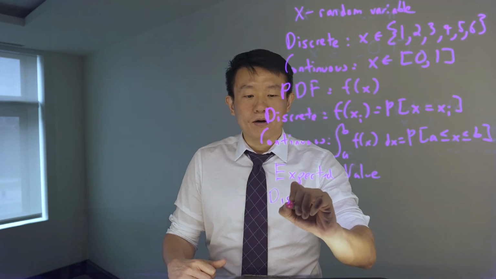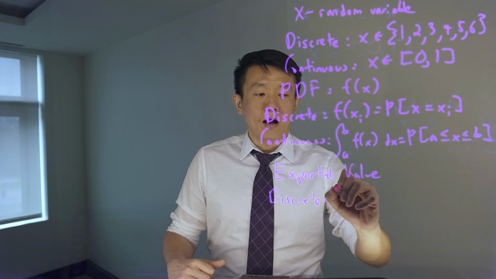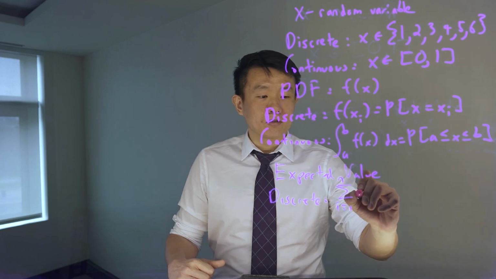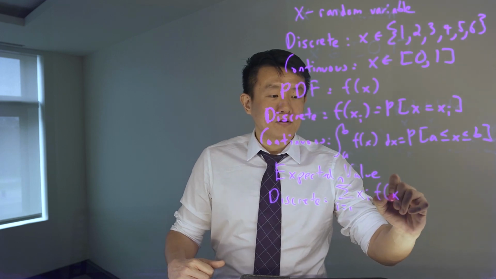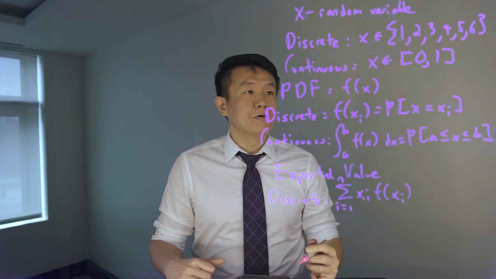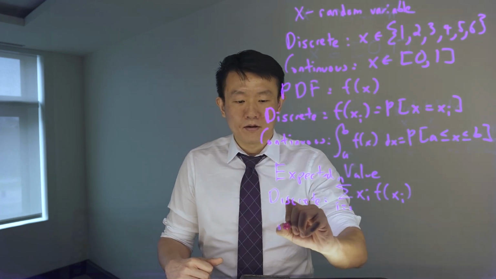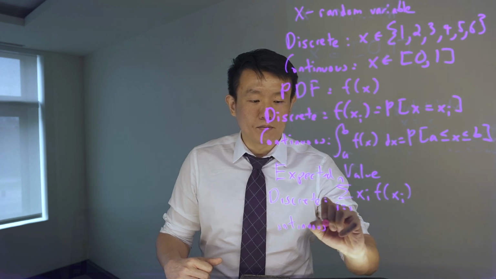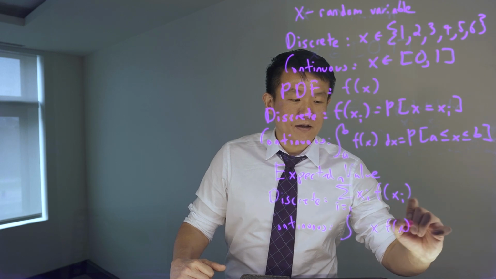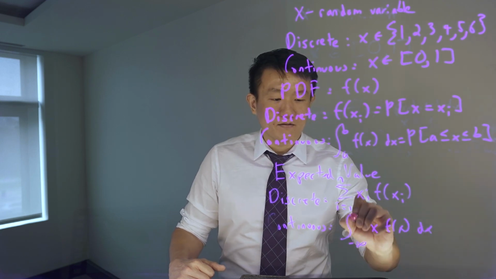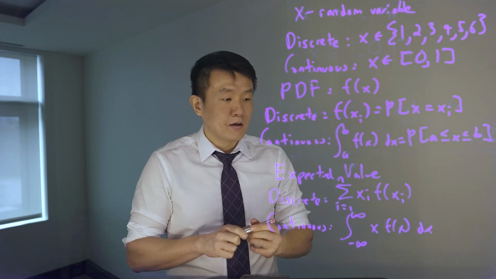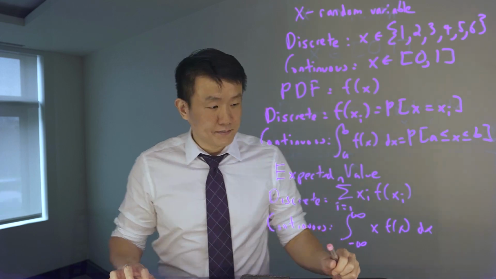We can use the probability density function to compute the expected value or the mean. So for a discrete random variable, I would sum up over all the possible values. I would sum up x times density. So this would just be the average value that x would take. For a continuous random variable, I would integrate x times f of x dx from minus infinity to infinity. So along the entire range of values that x could potentially take.